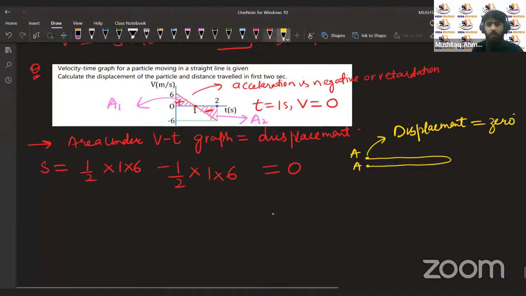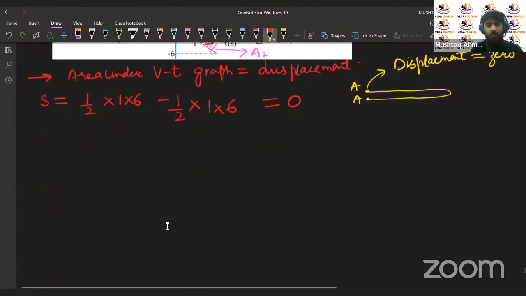Now from the same graph, if we have to calculate the distance traveled, right?